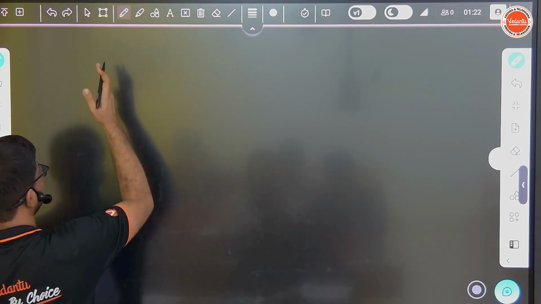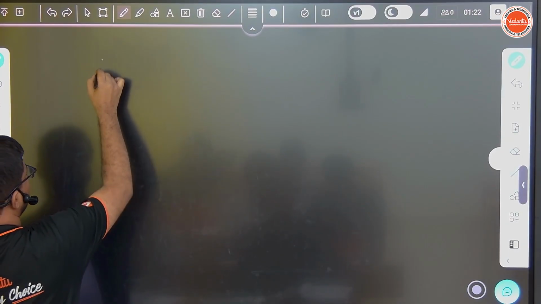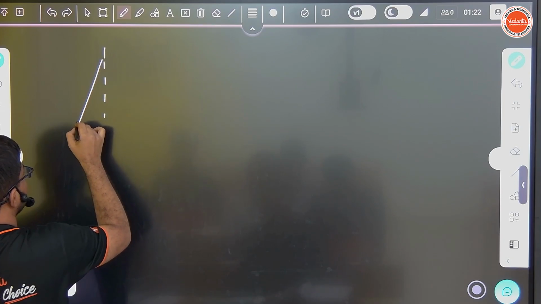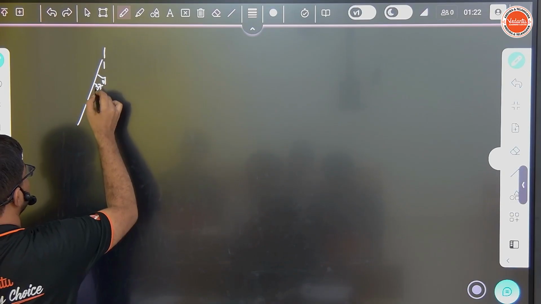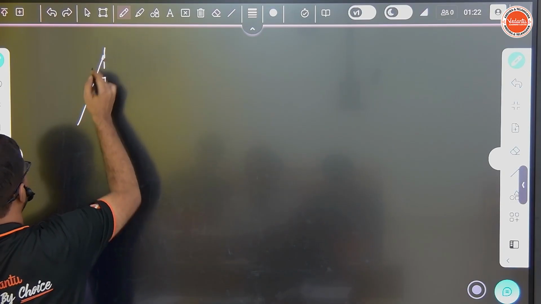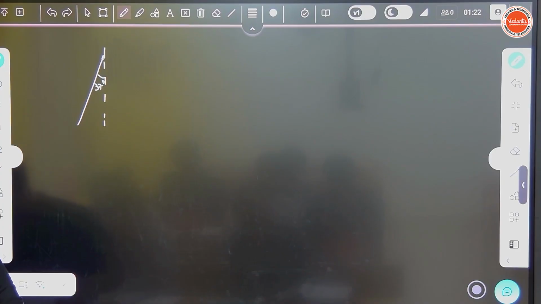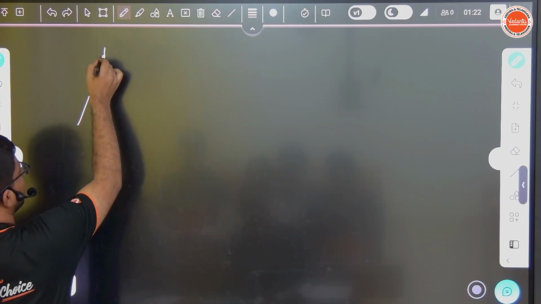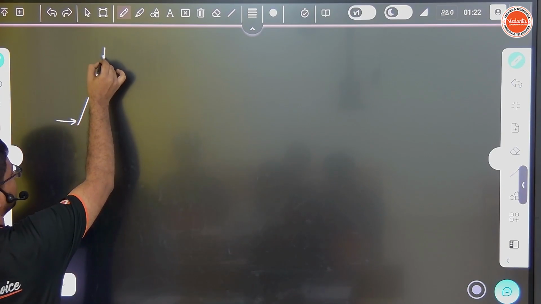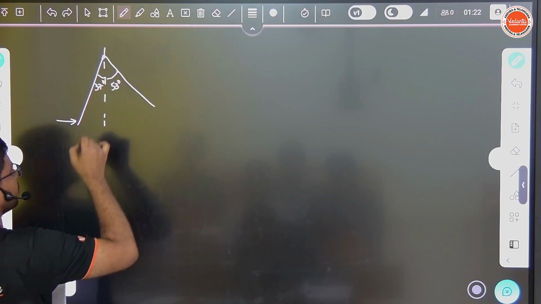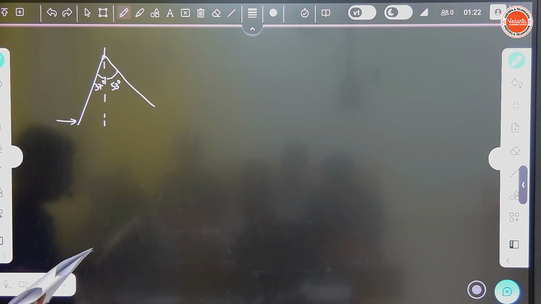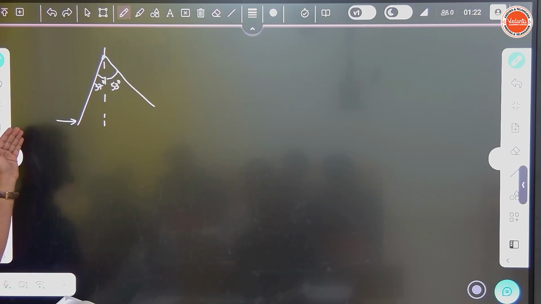So assume that I'm just giving the side profile of the swing here. So initially it is at 37 degrees. So it was pushed from here so that it goes to 53 degrees with the vertical, right? And they're asking what is the work done by this person over here. So how do you calculate that?